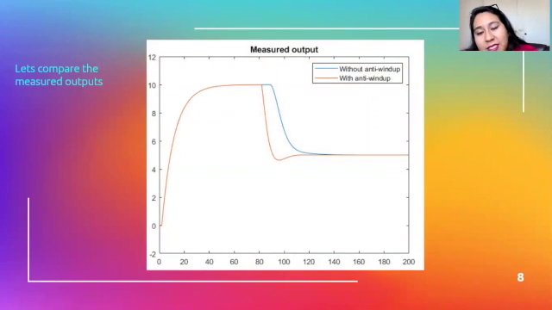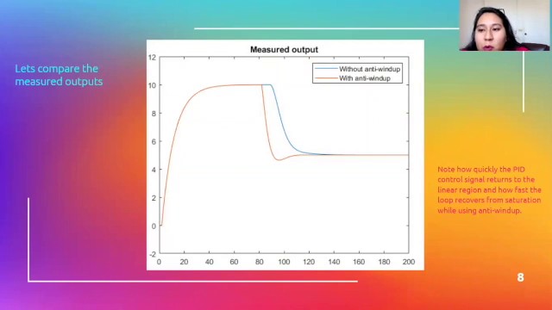The one in blue represents the one that didn't use anti-windup, and the one in orange represents the one that did use anti-windup. We can see how quickly the PID control signal returns to the linear region and how fast the loop recovers from saturation while using anti-windup.